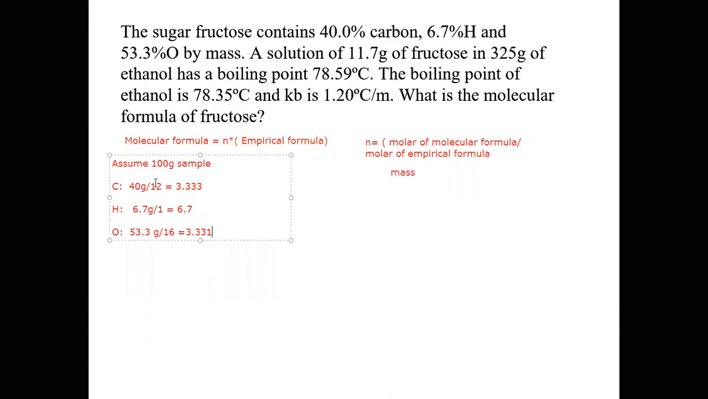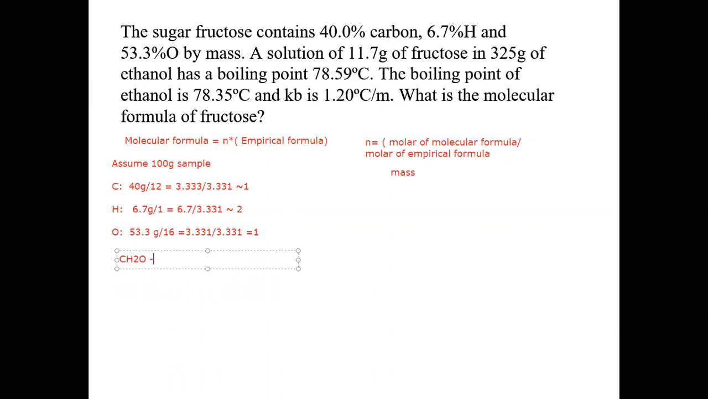And so here you'll notice that carbon and oxygen are roughly the same. So we can divide by the moles of oxygen. It's approximately 1 for carbon, approximately 2 for hydrogen, and approximately 1 for oxygen. So our empirical formula is CH2O.